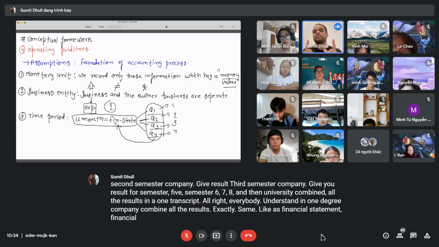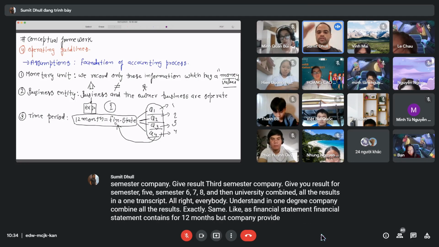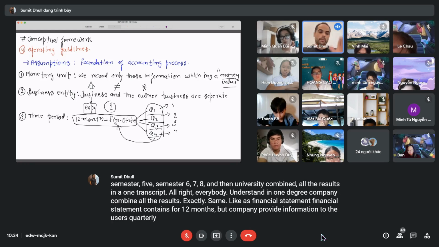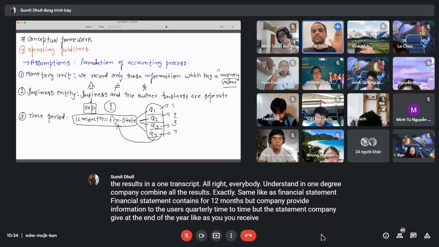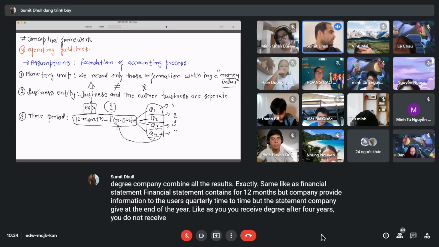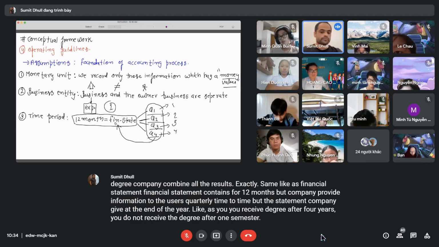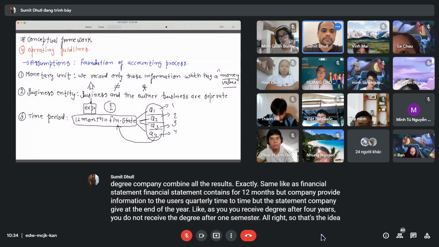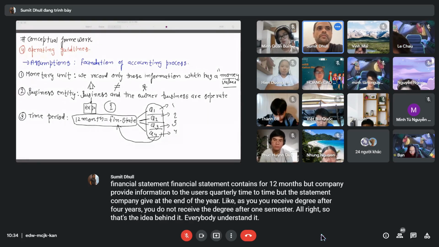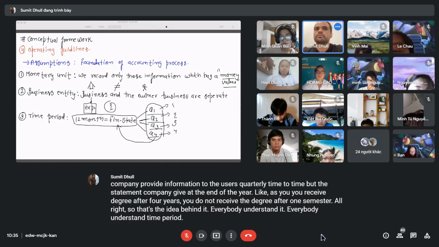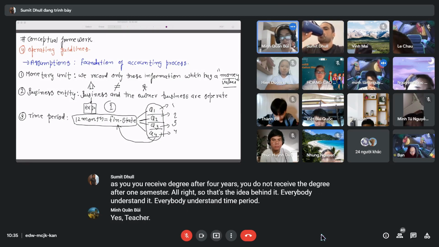The financial statement contains 12 months, but the company provides information to the users quarterly, time to time. But the statement the company gives at the end of the year, like you receive a degree after 4 years. You do not receive a degree after 1 semester. All right. So that's the idea behind it. Everybody understand it? Everybody understand time period? Yes, teacher. Yes, I got it.